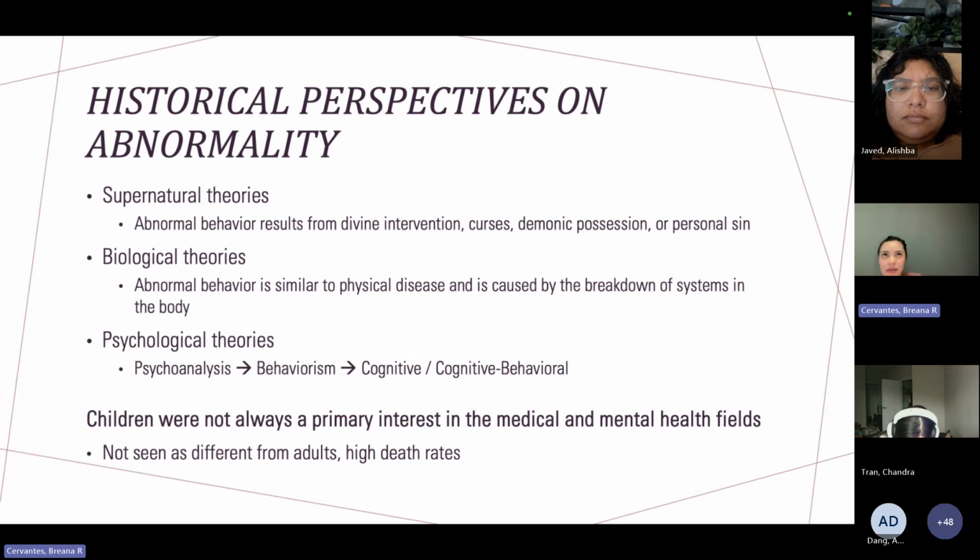The other thing is, again, many, many years ago, there were high mortality rates for infants and kids. So women were dying during childbirth.